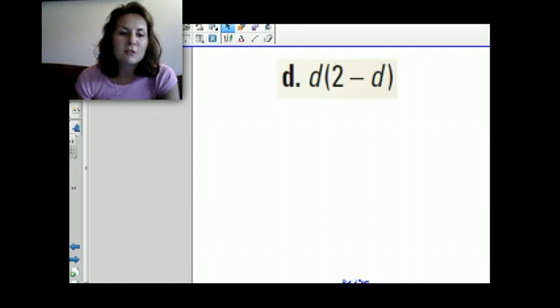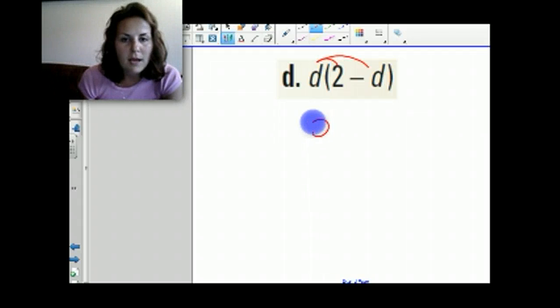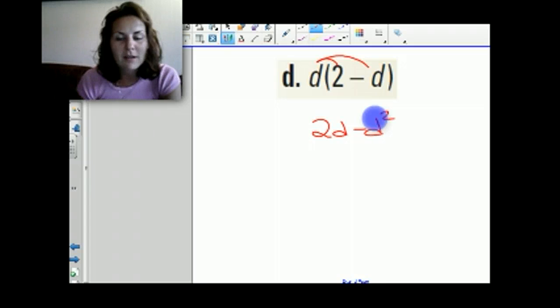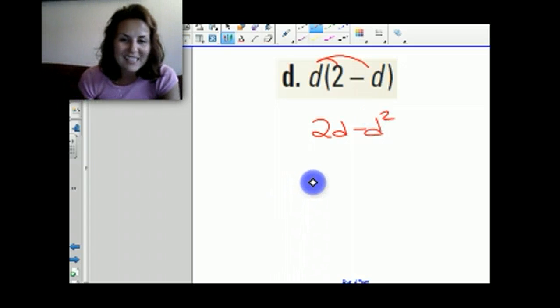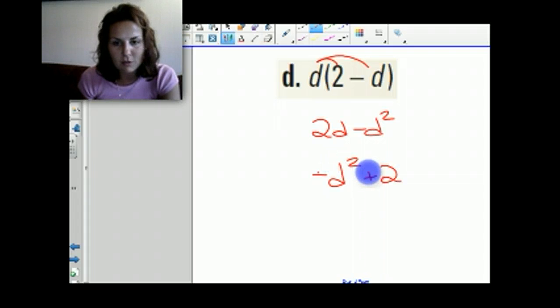Here I can use the distributive property. Distribute, and I get 2d minus d squared. Again, I'm going to put it in standard form to get negative d squared plus 2d.